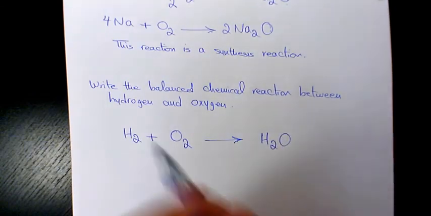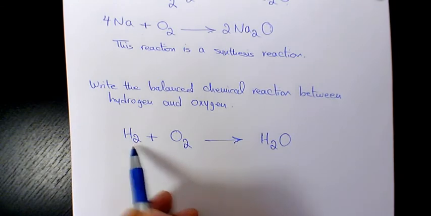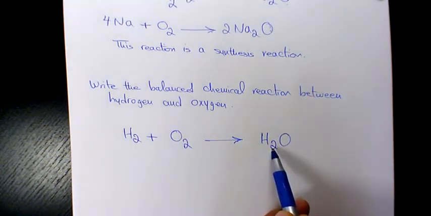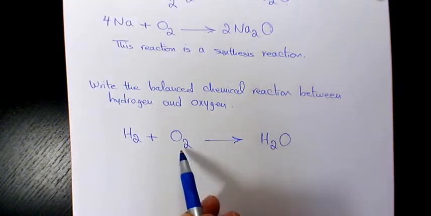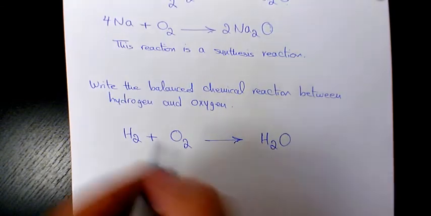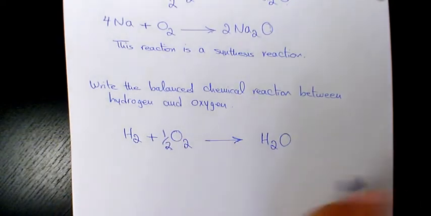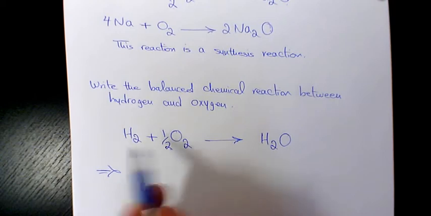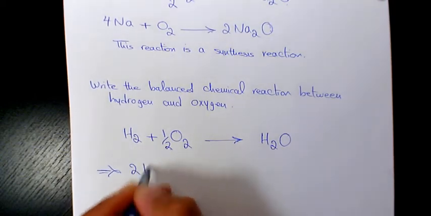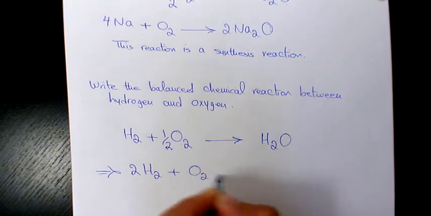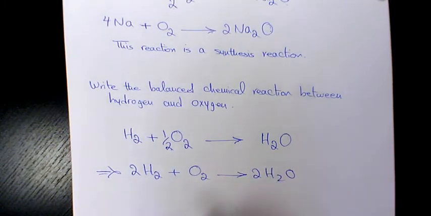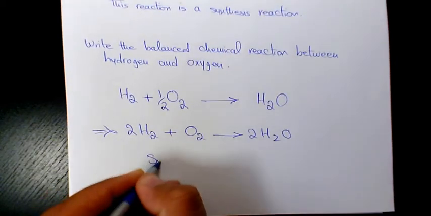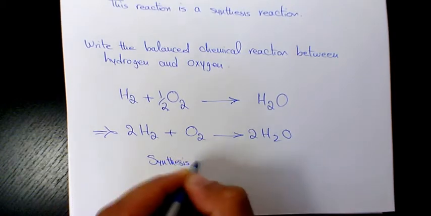So we have 2 hydrogen in here and we have 2 hydrogen in here. So hydrogens are already balanced. What about oxygen? Oxygen, we have 2 in here and we have 1 in here. So we're gonna make it half. So oxygen is balanced now. So in order to get rid of this denominator, we multiply everything by 2. So 2H2 plus O2 is going to give us 2H2O. So we have 4 atoms of hydrogen here, 4 atoms of hydrogen here, 2 atoms of oxygen here, 2 atoms of oxygen here. So this is the balanced reaction. So that's a synthesis reaction.